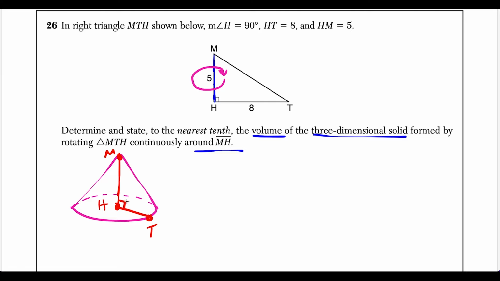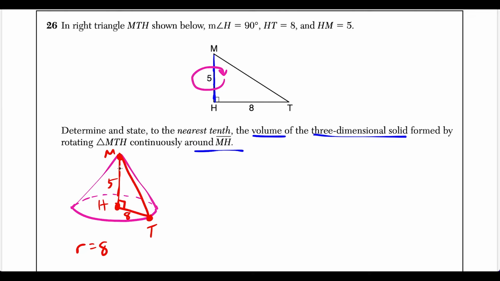But just imagine that this thing is like continuously spinning here. So this is just spinning in circles to form this cone. Well, one thing to be mindful of is that HT is 8 units long. That represents the radius of this cone, and the height is going to be 5. I know I didn't draw this to scale, but this is just to help us visualize what's actually happening here.